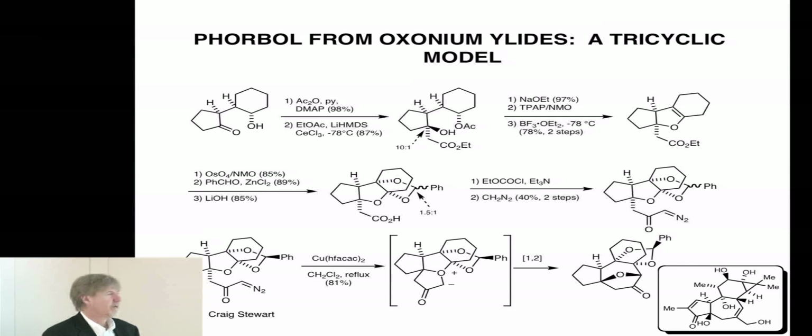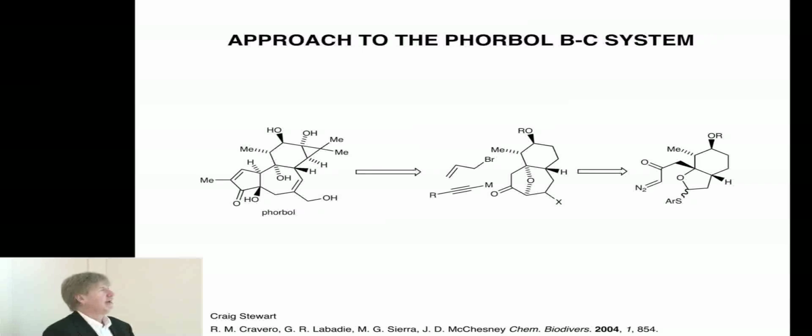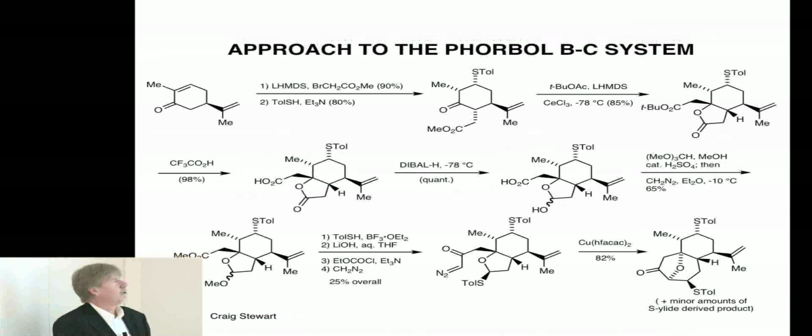The other problem is we never found a good way to break open this ether. Lacking that sulfur, things just don't work so well. So we went back to this other idea, the idea that we would build the BC system, and then from this, we had everything we needed to put in the 5-membered A ring and the 3-membered D ring, based on earlier precedent by Wender. And that sets both of these stereocenters.